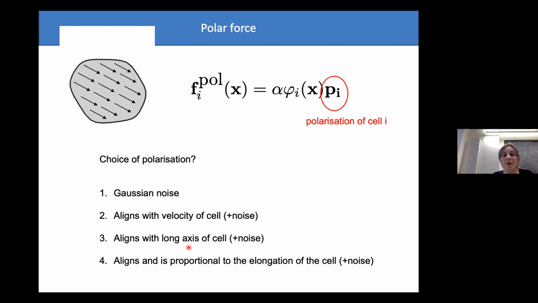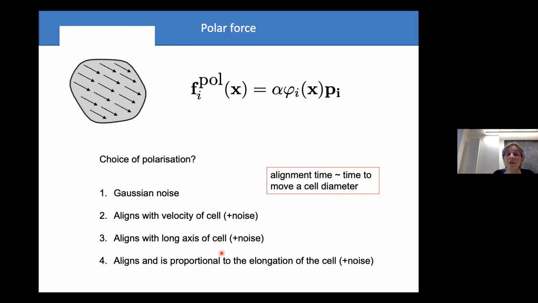Or it could align with the long axis of the cell. Once the cell starts going in one direction, it wants to keep going in that direction. That's another possibility. And we're guessing, probably because we see flocking, maybe this is the most likely one, but certainly it isn't obvious. So we just have to put them in and see what might happen.